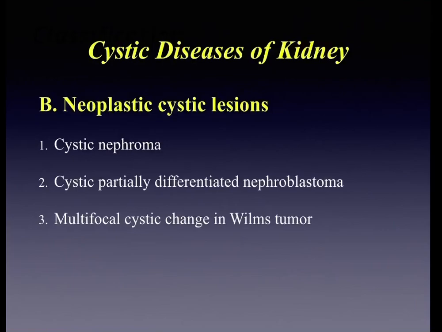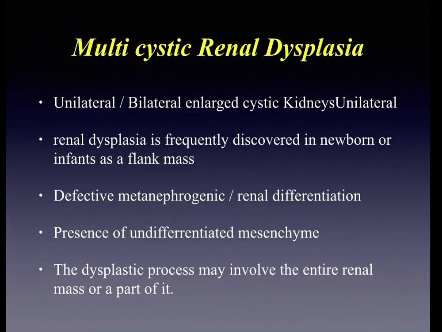So coming to the neoplastic cystic lesions, it can be a part of a cystic nephroma, then nephroblastoma, or it can be even a subtype of a Wilms tumor wherein it shows multifocal cystic changes. So we broadly classify the cystic diseases into non-neoplastic and neoplastic cystic lesions. Now coming to each individual cystic disease of the kidney.